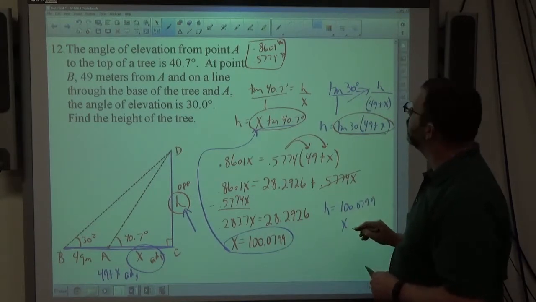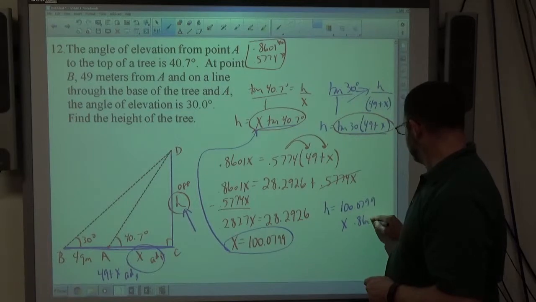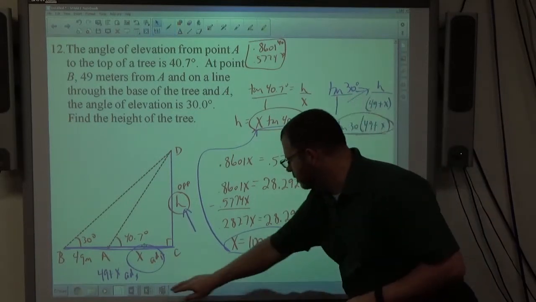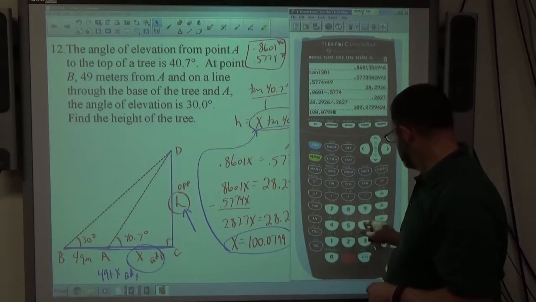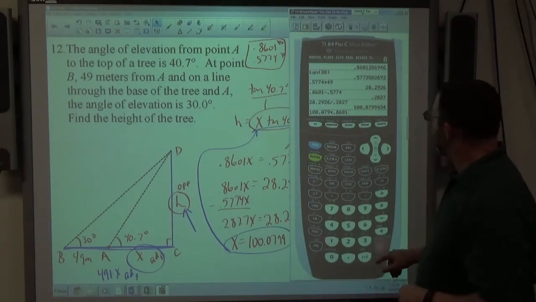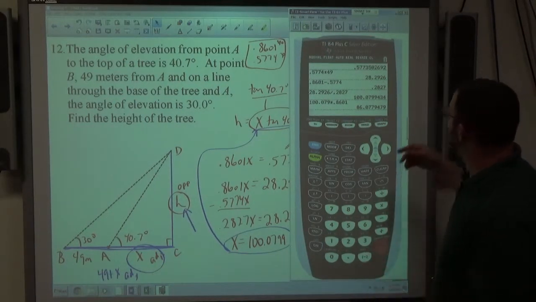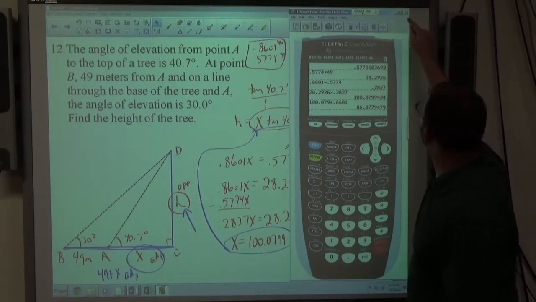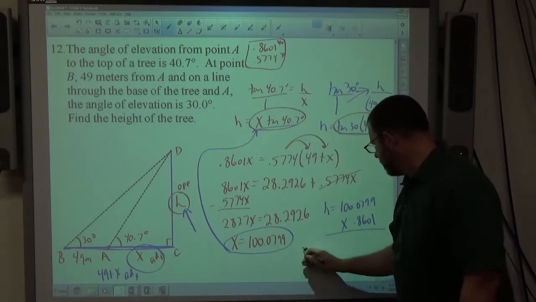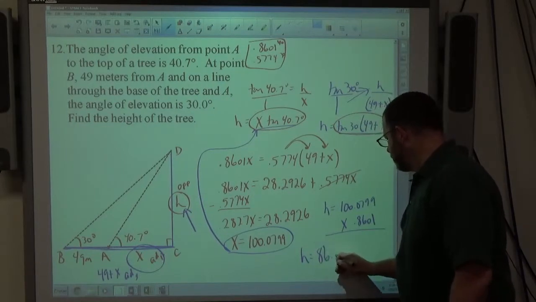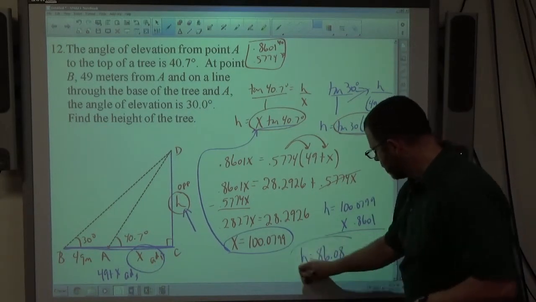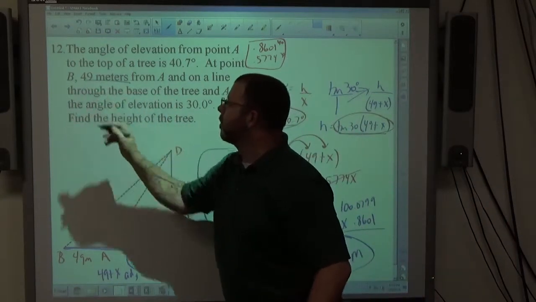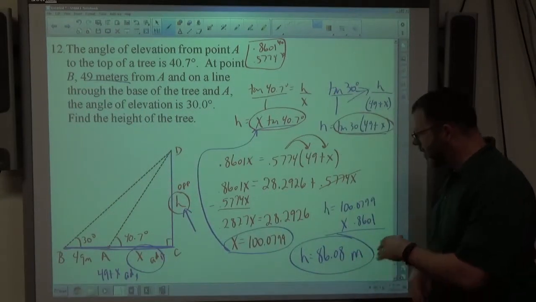So h is simply going to be 100.0799 times 0.8601. And that comes out to 86.0779. Go a couple decimal places, so 86.08. 86.08, and the unit of height is meters. You can see that meters is used in the problem, so everything's going to be meters in this problem.